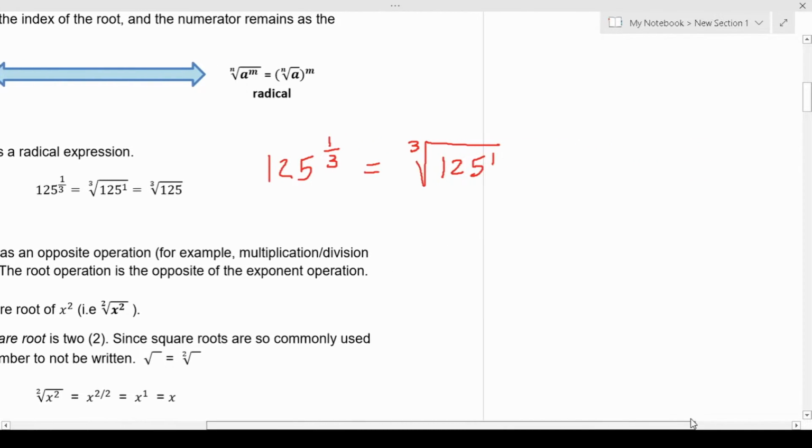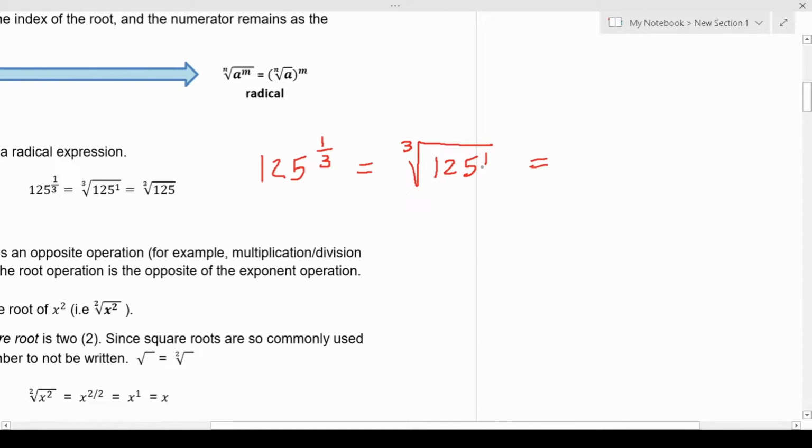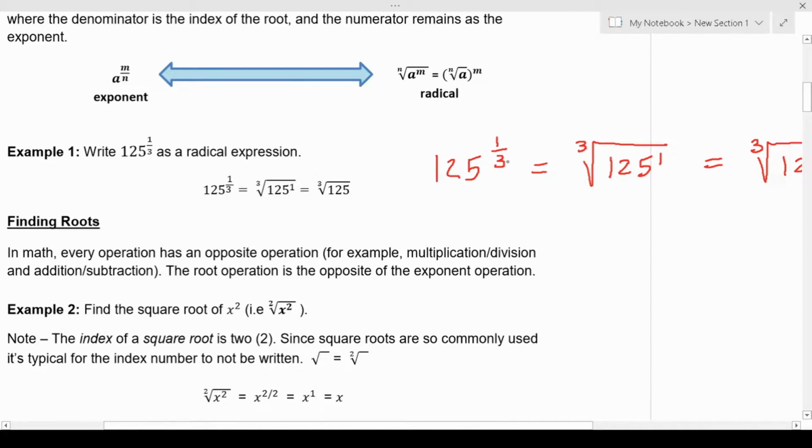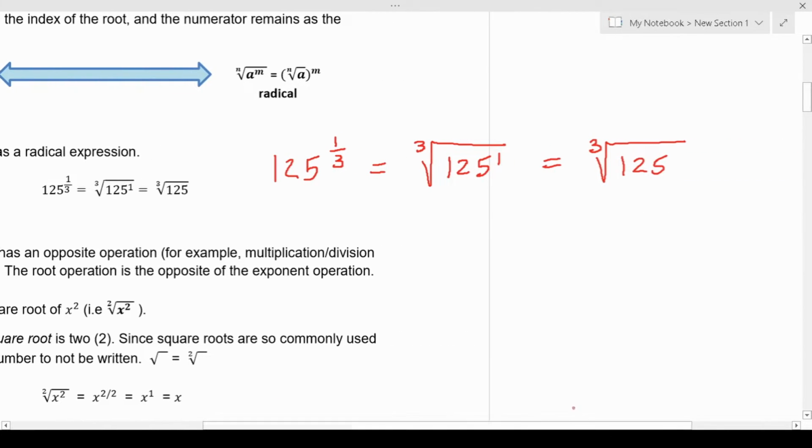And of course, as I mentioned, when it's raised to the first power, it's usually not expressed. So this is simply the cube root of 125. Okay, we're not going to solve that at this point. We just want to get practice taking something that's written with an exponential fraction and rewriting it in terms of a radical expression, which we just did right there.